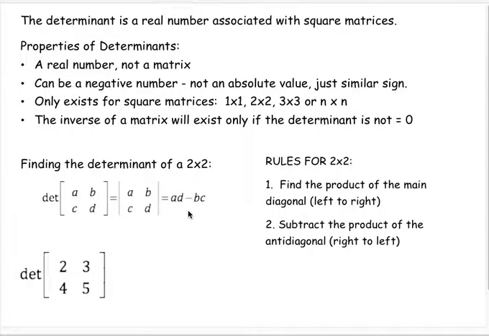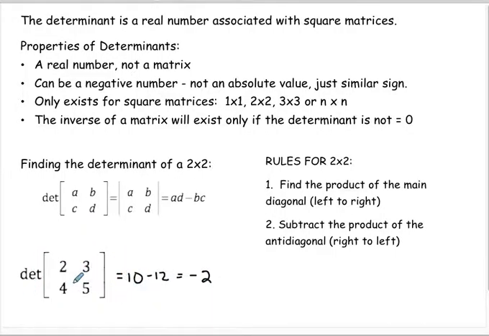So you'll remember that the determinant for a 2 by 2 matrix is the product of the main diagonal minus the product of the anti-diagonal. So for this example here, the product of the main diagonal is 2 times 5 or 10, minus the product of the anti-diagonal, which is 3 times 4 or 12. So the determinant here is -2.